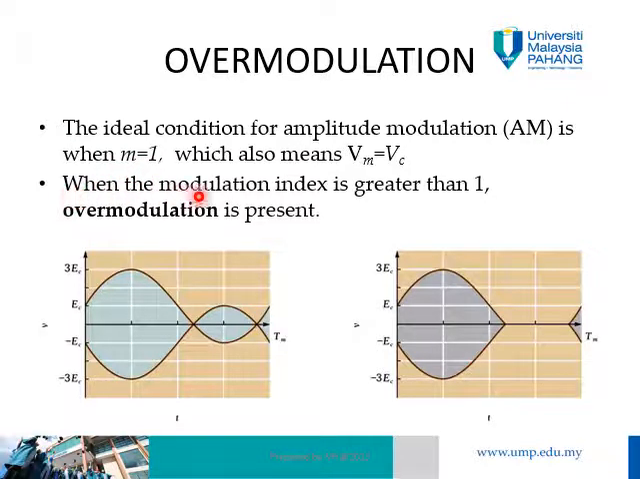However, when the modulation index is greater than 1, bigger than 1, then that is called overmodulation. Overmodulation is present. So what happened? So this will happen. Okay.